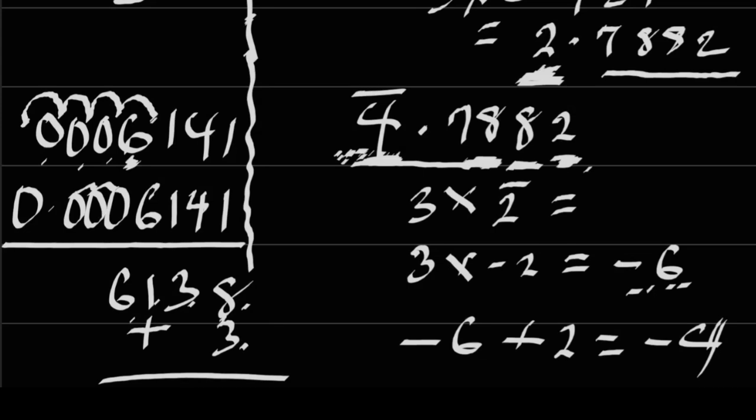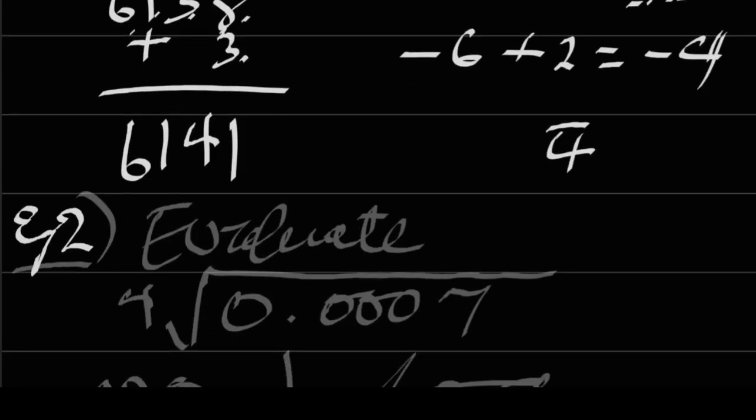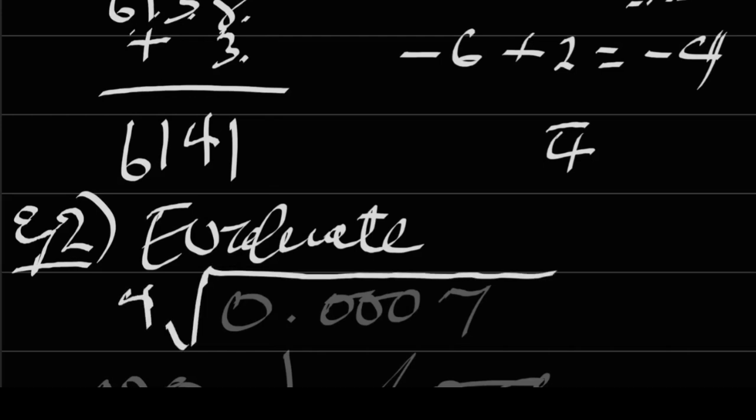Let's have another example, example 2. Example 2 says evaluate the 4th root of 0.0007. Please watch carefully. After this example, I will leave you with some work. We'll continue with the process.